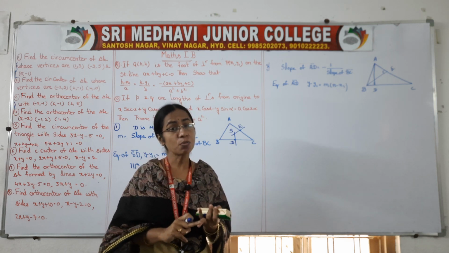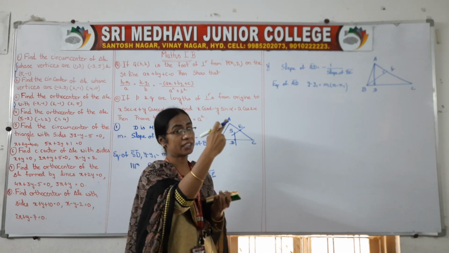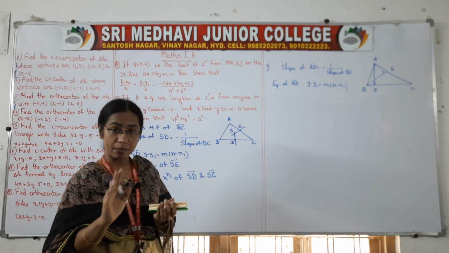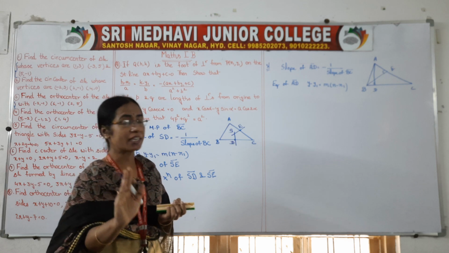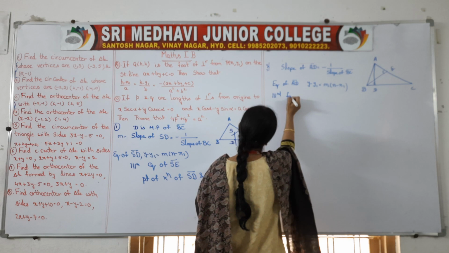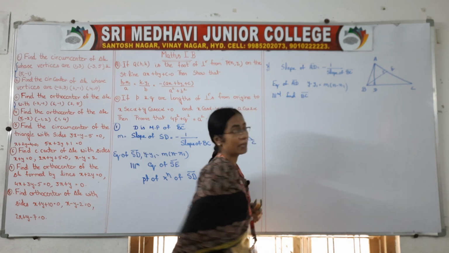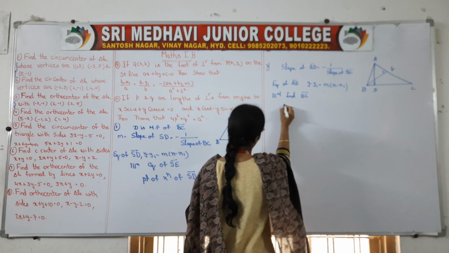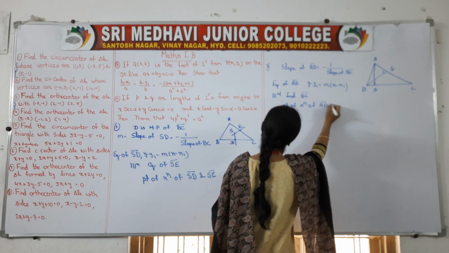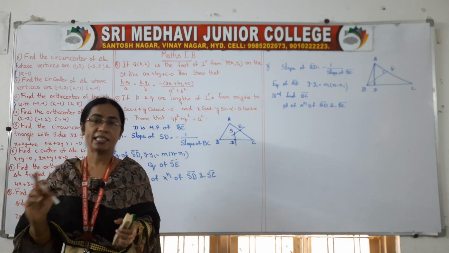How will we find the slope? It is perpendicular to BC, so the slope of AD is equal to minus 1 by the slope of BC. Once we have the point and slope, we can find that line equation. Similarly, find the equation of AD, then find BE. The point of intersection of AD and BE is called the orthocenter.